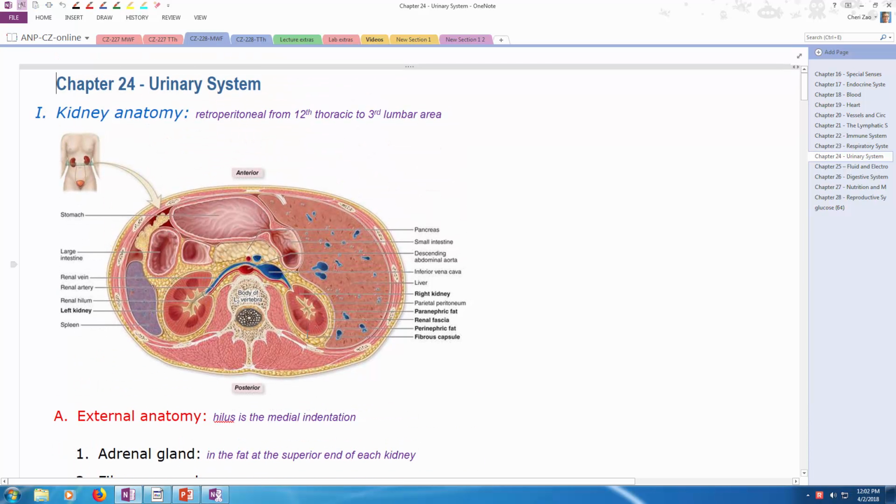So now we're on the urinary system. This is that chapter that will also be included in our exam 4. So it will go all the way through this chapter. It won't go through the fluid and electrolytes portion.